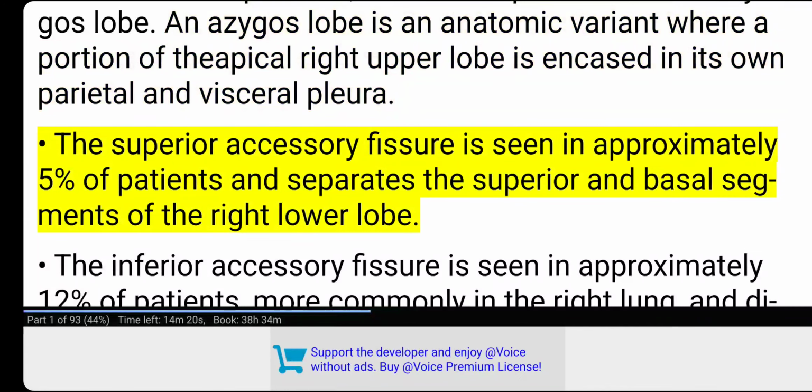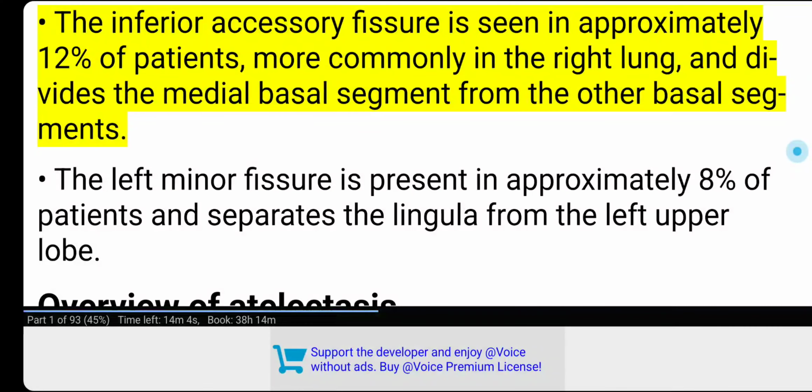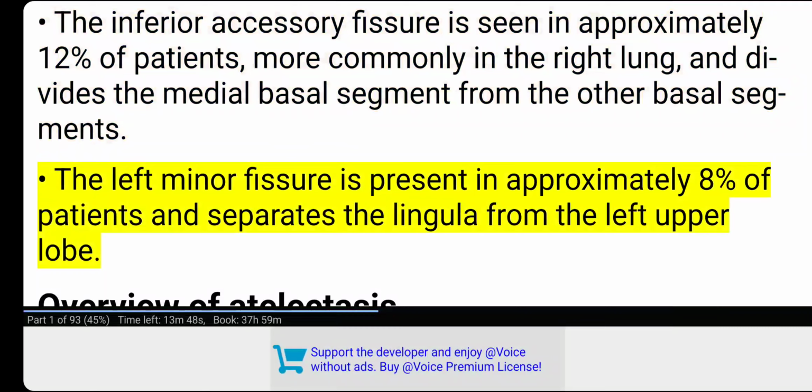The superior accessory fissure is seen in approximately 5% of patients and separates the superior and basal segments of the right lower lobe. The inferior accessory fissure is seen in approximately 12% of patients, more commonly in the right lung, and divides the medial basal segment from the other basal segments. The left minor fissure is present in approximately 8% of patients and separates the lingula from the left upper lobe.